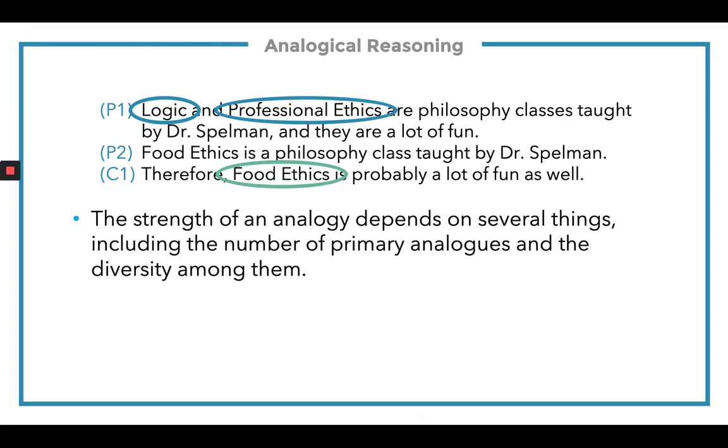Now, the strength of an analogy is going to depend on a number of things, including the number of primary analogs and the diversity among them. So here we've got two primary analogs, logic and professional ethics, but if we had a number of others, maybe we also know something about philosophy of law, some other philosophy classes that Dr. Spellman teaches, if we've got a larger evidence base, we'll be able to be more confident in our conclusion.